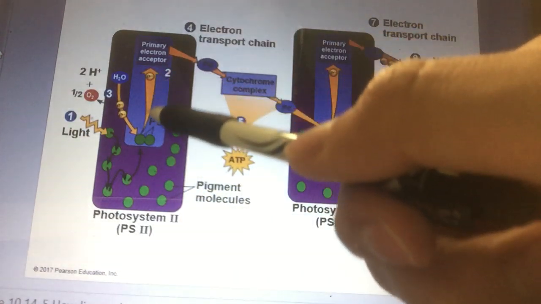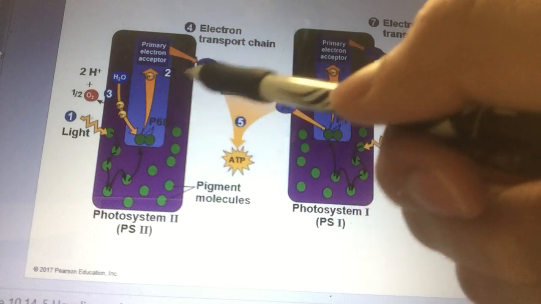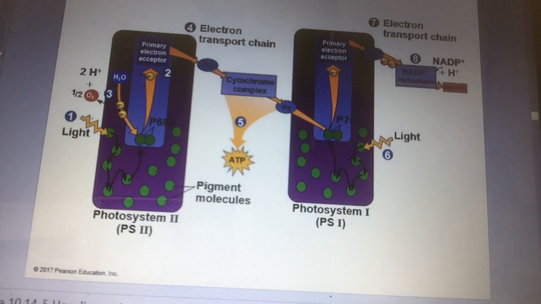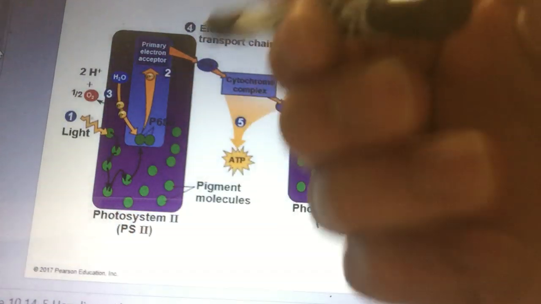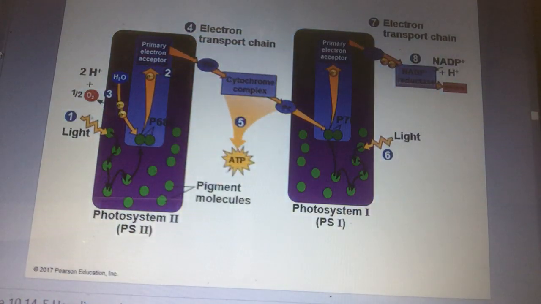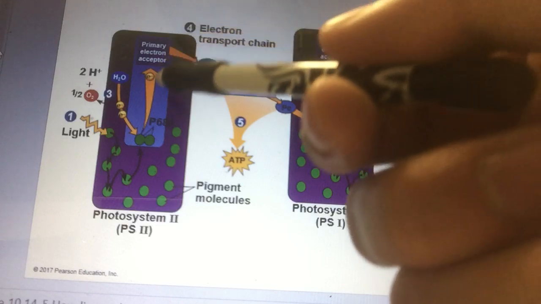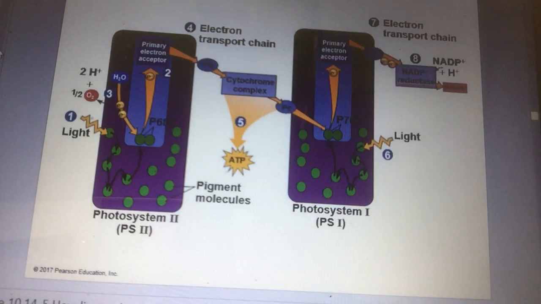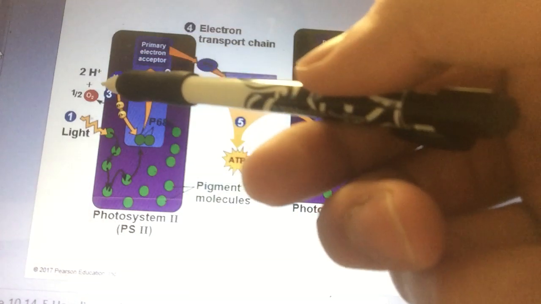When the electron is excited, P680 will become P680 plus. Is it reduced? Or is it oxidized? Let's move on. Just know that when it loses an electron, it becomes P680 plus. Oh, never mind. It is oxidized, because oxidized is losing electrons. But that's step 2, and then step 3.